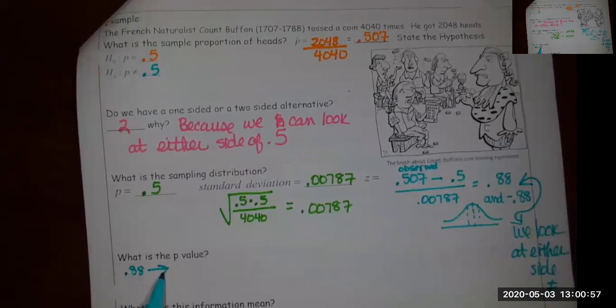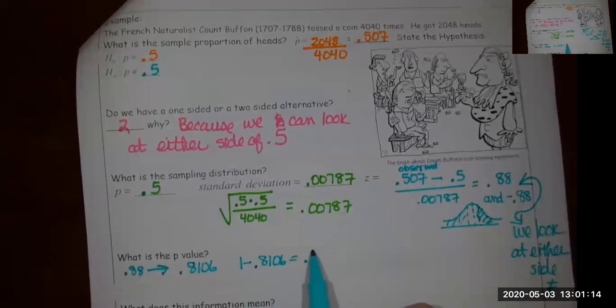We look that up on the chart and we get 0.8106. But remember, 0.88 is here, so we want greater than, and we want less than, so we're going to have to take 1 minus 0.8106, and that is... so we want to look above that number.